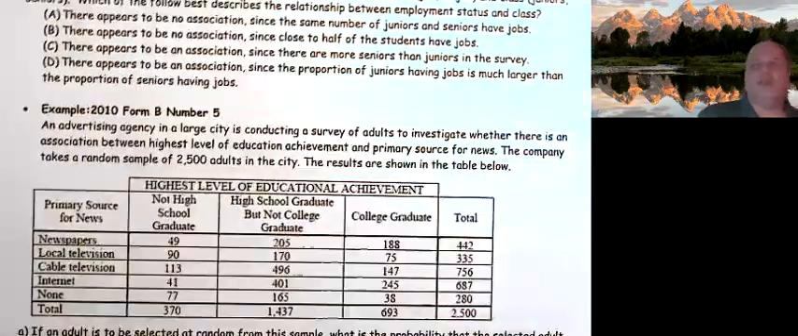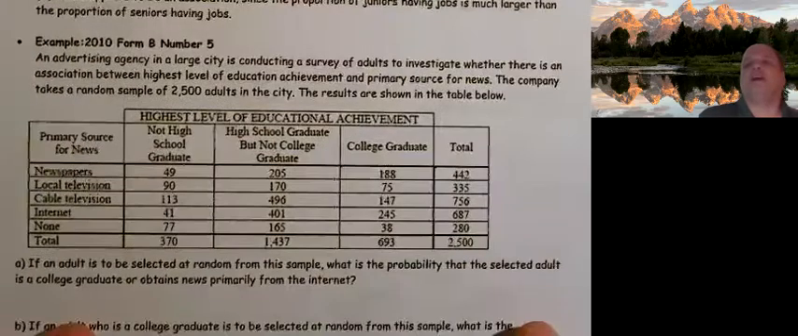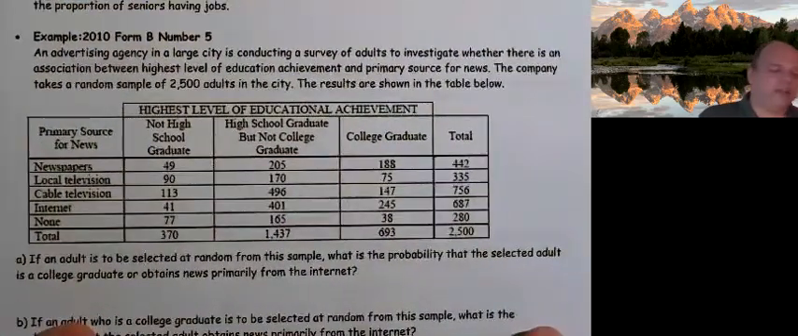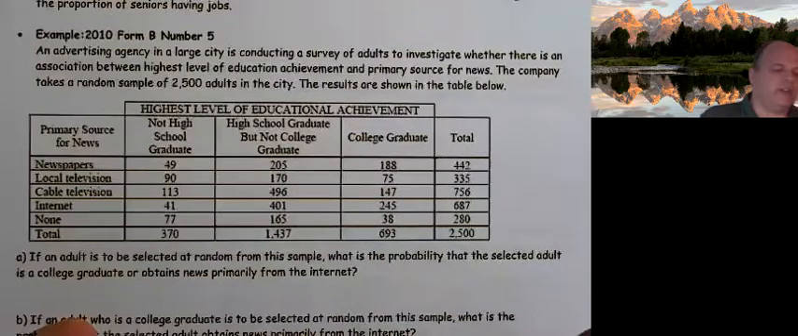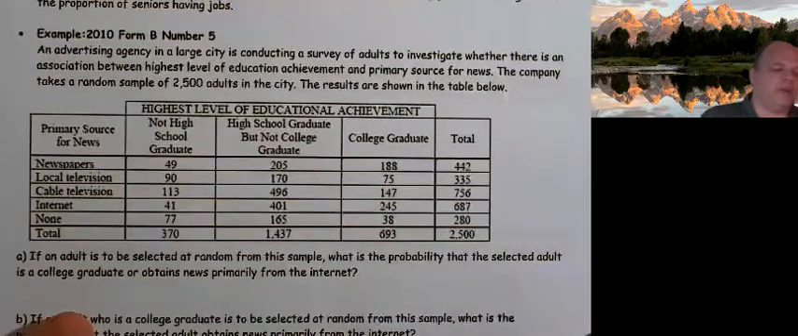All right. So I'm going to also look at 2010 Form B number 5. An advertising agency in a large city is conducting a survey of adults to investigate whether there is an association between highest level of education and primary source for news. The company takes a random sample of 2,500 adults in the city. The results are shown in the table below. Then it says, if an adult is to be selected at random from the sample, what's the probability that the selected adult is a college graduate or obtains news primarily from the internet?